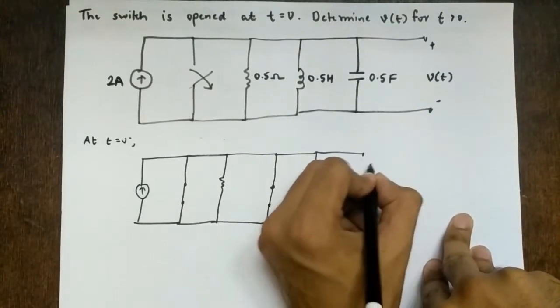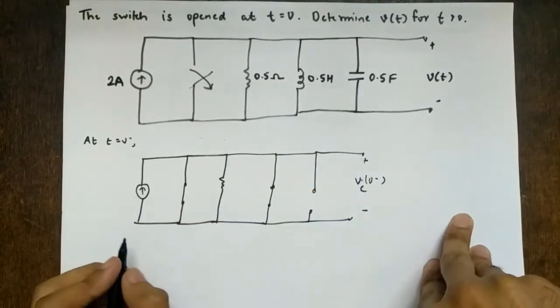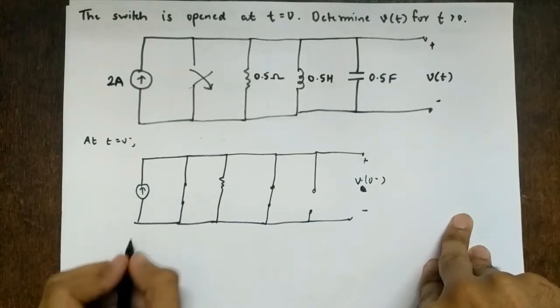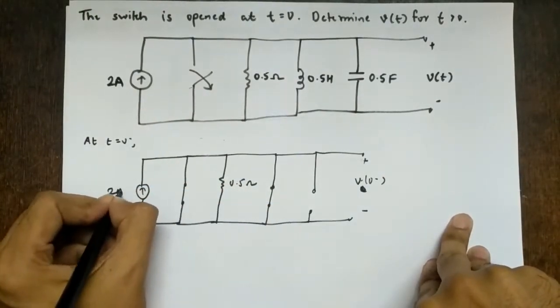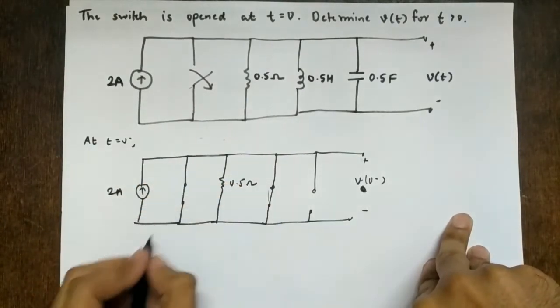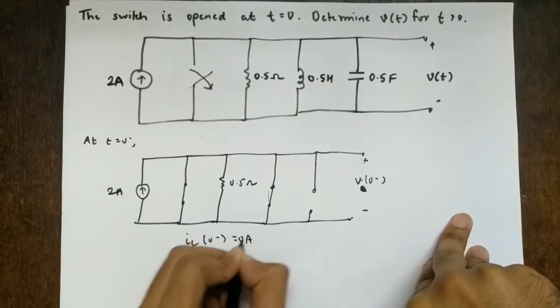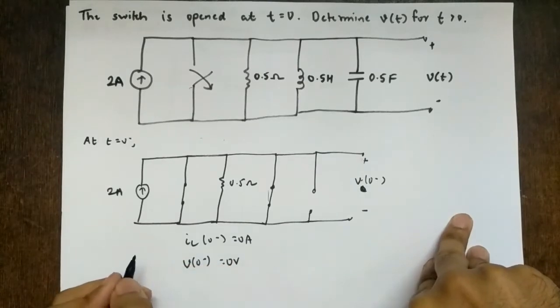So this is v of 0 minus, plus minus. This is the voltage across the capacitor, so we can call it vC of 0 minus. Right? But it is given, so we cannot change it. This is 0.5 ohms. This is 2 amperes. Since this is a short, the current through the inductor will be 0. So iL of 0 minus is 0 amperes, and v of 0 minus is also 0 volts, right?